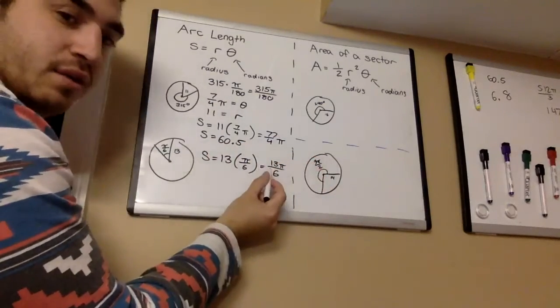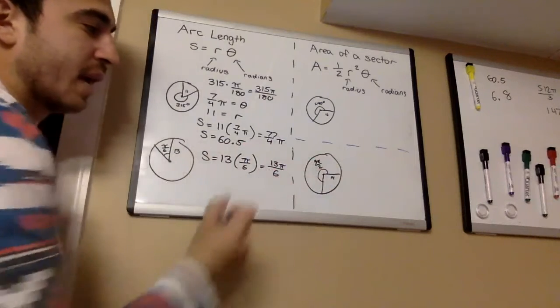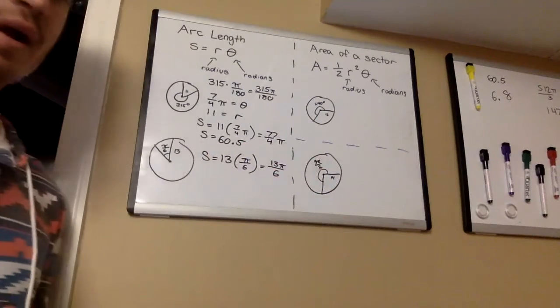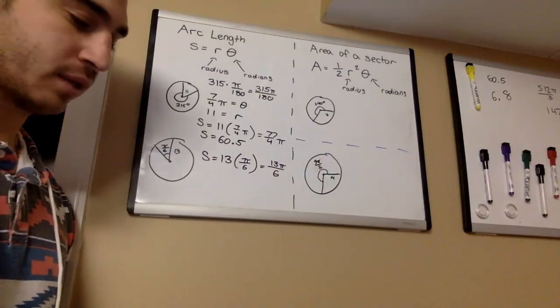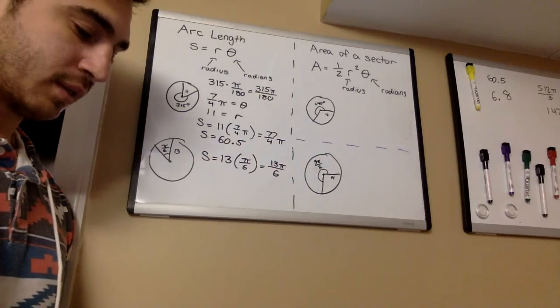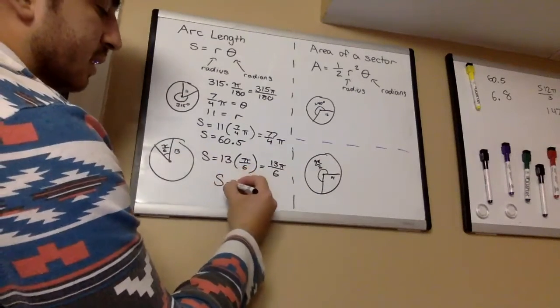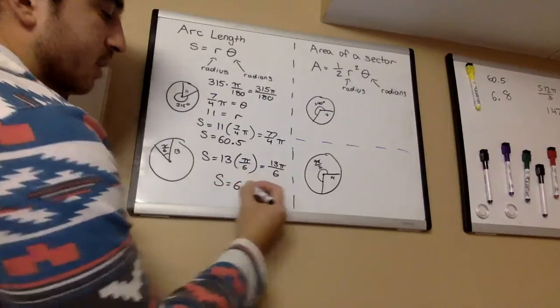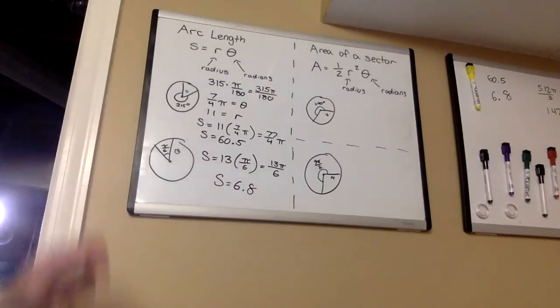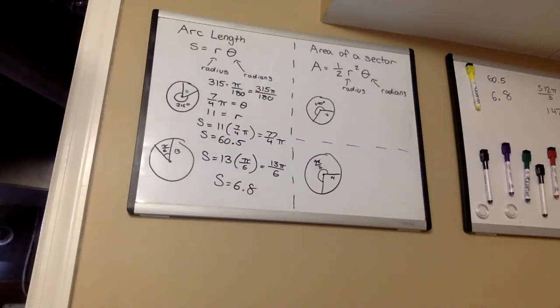If they ask you for an exact value, this would be your exact value. If they ask you to round it, you then just have to put it into the calculator. If I put it into the calculator, times it by pi, you should be getting S is equal to 6.8. So this is your rounded value. So that is arc length.